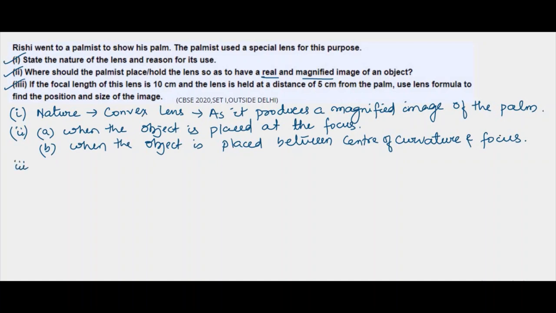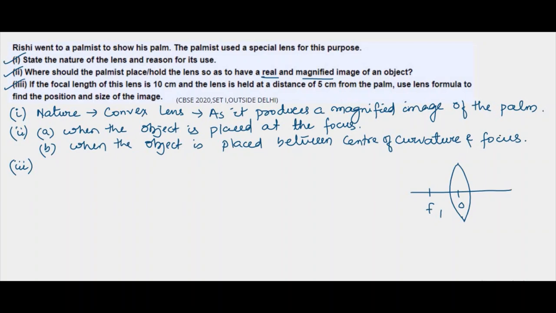Now come to the third bit. So the third bit says, if the focal length of the lens is 10 cm and the lens is held at a distance of 5 cm from the palm. So let's draw the ray diagram for it. So whenever you get a light chapter question, first draw the ray diagram for it, whether it's a lens or whether it's a mirror. Drawing the ray diagrams will make it easier for you to understand the question.